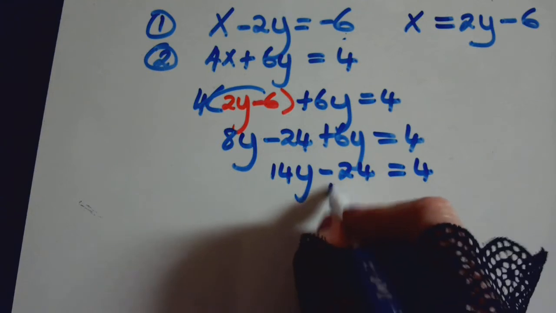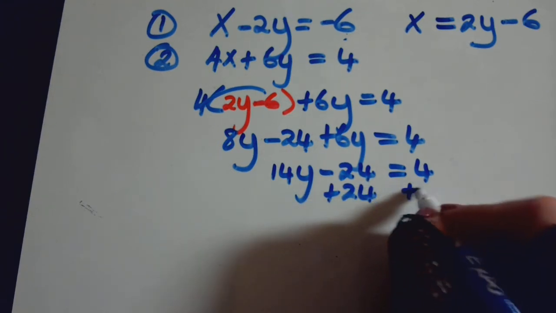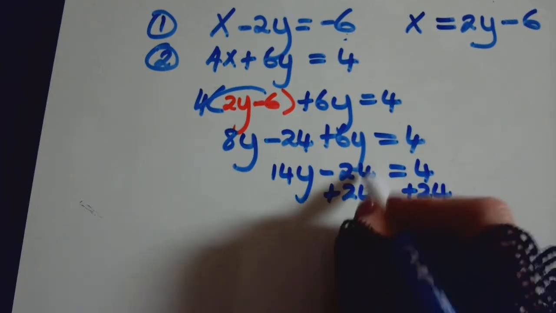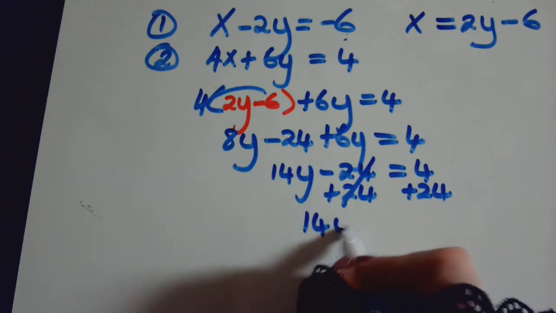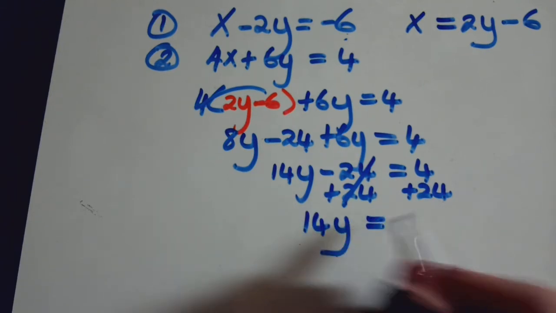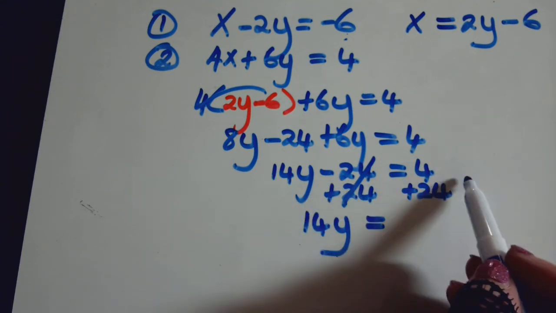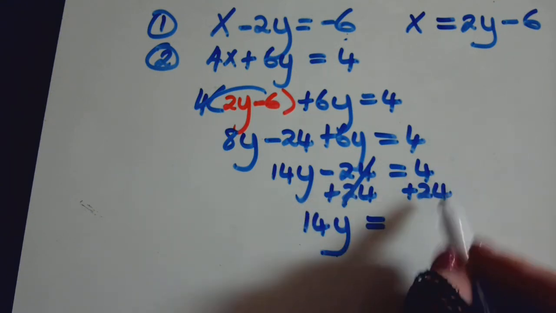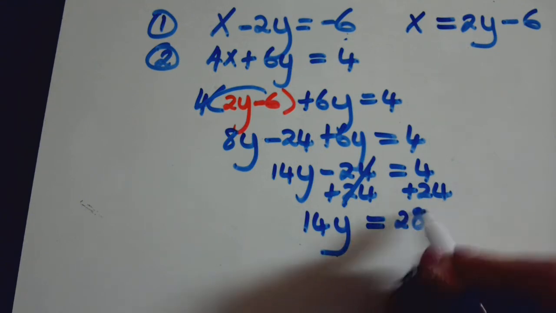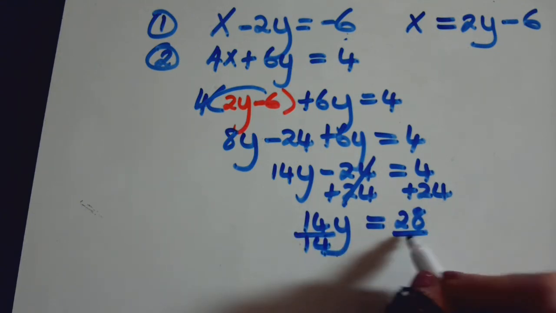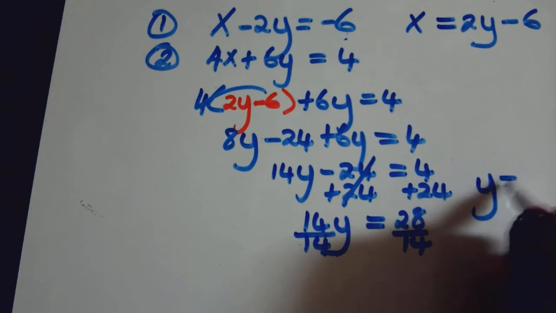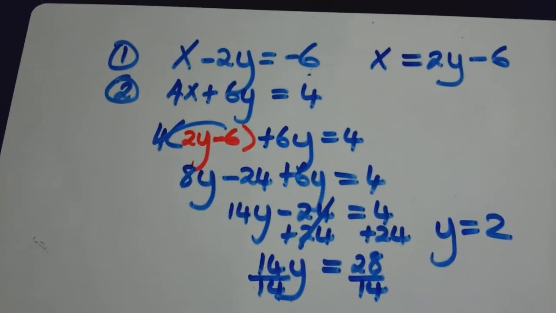So now I'm going to add 24, and this makes a 0. I'm trying to balance everything out. In algebra, it's about balancing. What you do on one side of the equal sign, you have to do exactly the same on the other. 24 plus 4 is 28. Divide by 14, and 14 goes into 28 2 times. So we have y is 2.